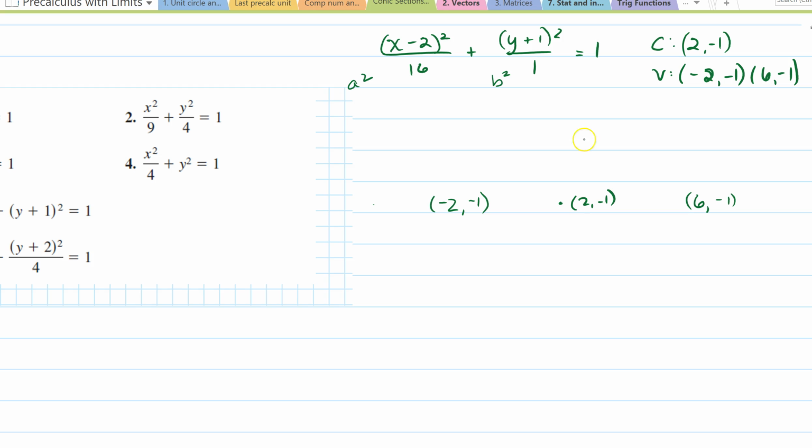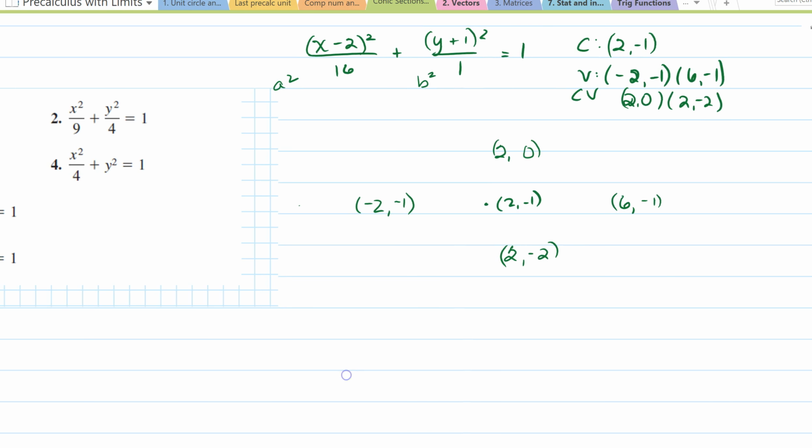Now let's find the co-vertices, which is going to be on the y-axis, and it's going to be the short one, and the square root of 1 is still 1. So counting off from the center, the x is going to be the same, but the y is going to go up 1, so it'll be (2, 0), and it's going to go down 1, so it'll be (2, -2). So there are my co-vertices.